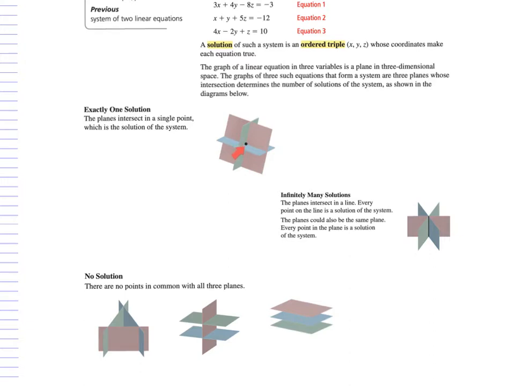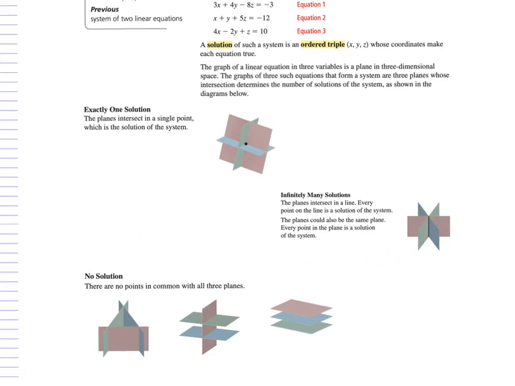Okay, but sometimes that's not the truth. Sometimes all the planes cross on a line. So this one has an infinite number of solutions. Not all solutions, but an infinite number. So any point on this line is a solution to all 3 equations.